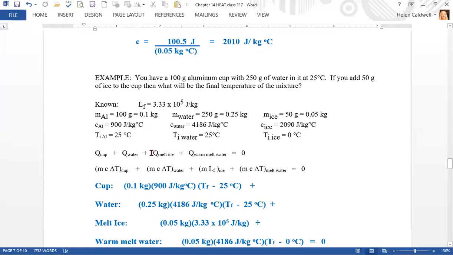So these last two terms relate only to the mass associated with the ice cube, not the starting mass in the cup. All right? The last two terms are all about the ice cube. So we have MC delta T for the cup plus MC delta T for the water in the cup, plus to melt the ice, that's M times L sub F, and again, it's associated with the ice. And then to take that melted ice and turn it into the same temperature as the water in the cup, that would be MC delta T for the melt water.